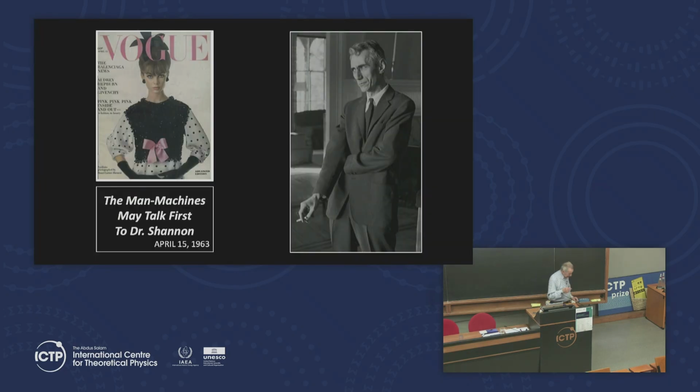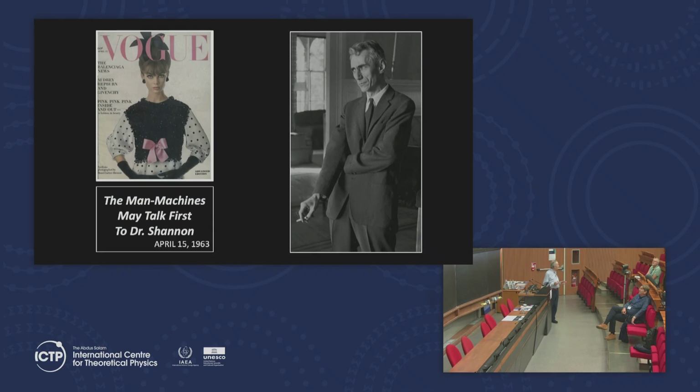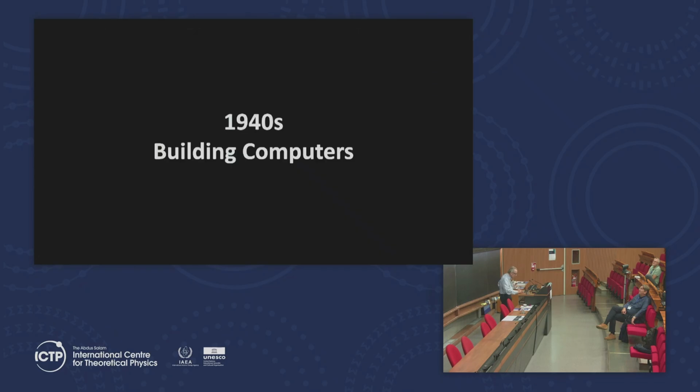Okay, Shannon became a celebrity because he constructed a mouse that could learn its way out of a maze. And the Bell Labs people made a movie of this, and he became a significant figure, although he hated this, right? He wanted to be left alone. But Vogue magazine had a cover of Audrey Hepburn, and inside there's an article, "The man machines may first talk to Dr. Shannon." So he was a bit of a celebrity. So the photographs we have of him really date from that Vogue interview.